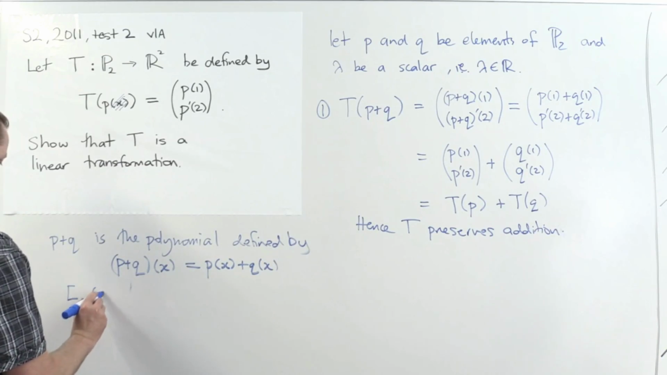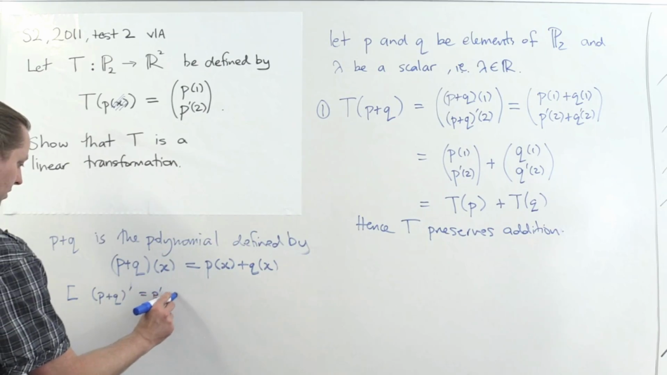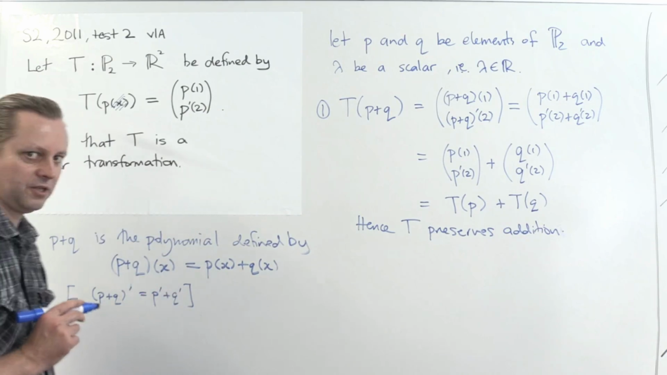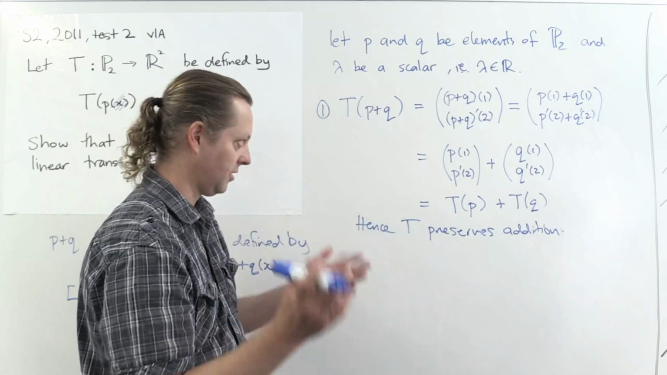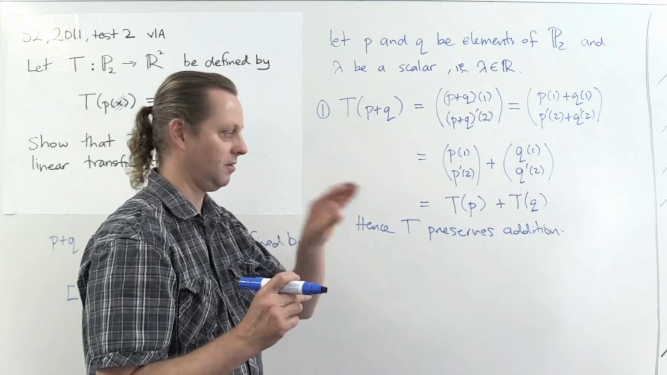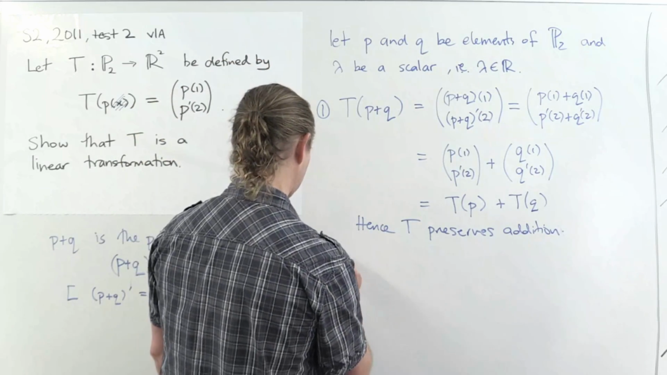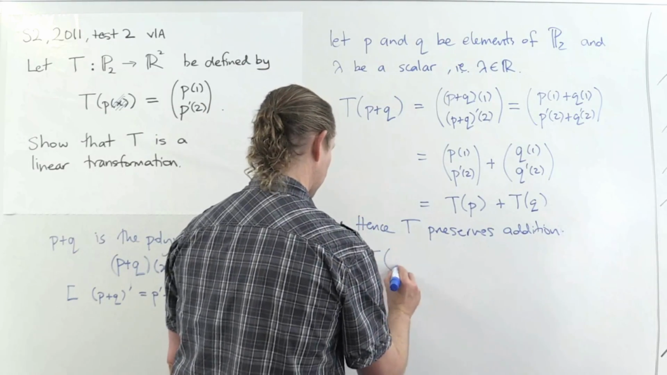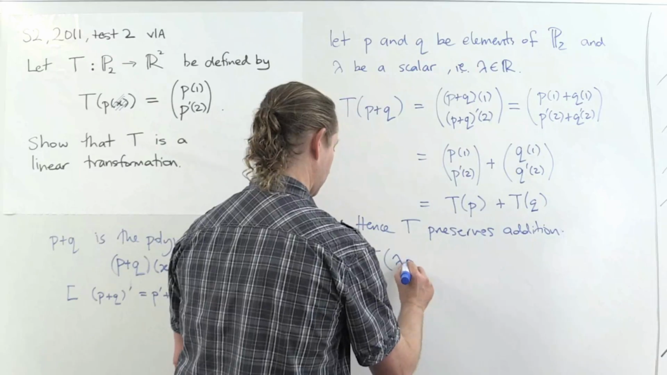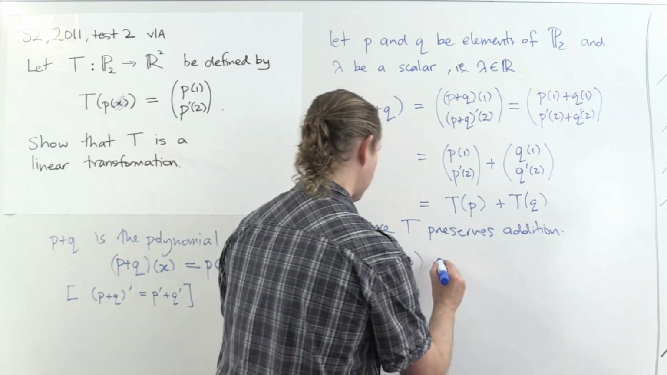So (p plus q) dashed is p dashed plus q dashed. That's just the usual rule of differentiation. If you have two functions and you add them, you can take the derivative of the sum just by differentiating the two separately and adding them up. Okay, now for property 2, we want to do the same kind of thing for scalar multiplication. So let's consider what T does to a scalar multiple of p.